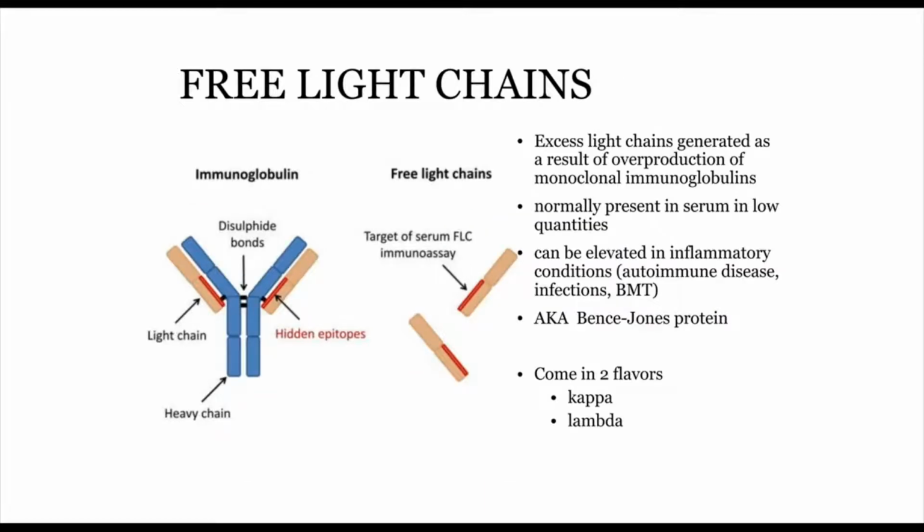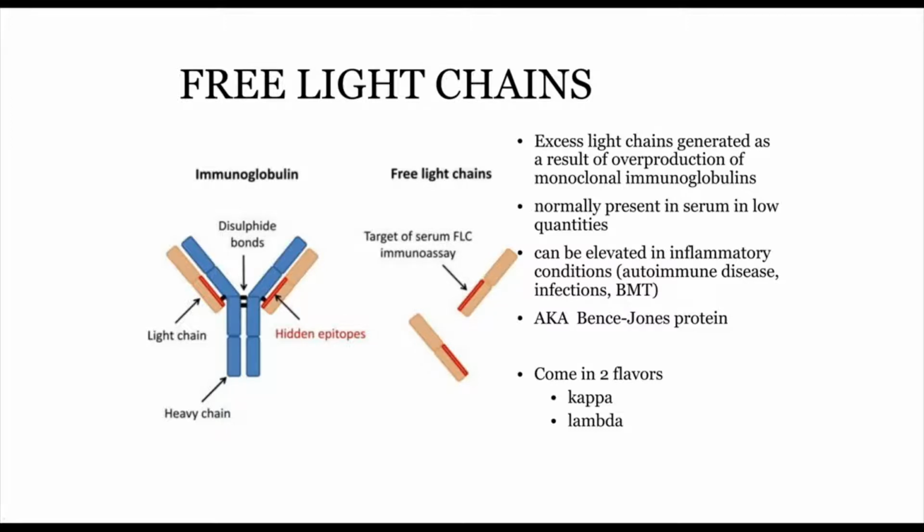I mentioned in a previous slide that free light chains are important in monitoring myeloma patients. The term free light chains refers to light chains that are not bound to heavy chains, as is found in normal, intact immunoglobulin molecules. In healthy individuals, light chains are generally only found in the serum already bound to heavy chains in the form of intact immunoglobulin molecules, and free light chains are present only in minuscule quantities.